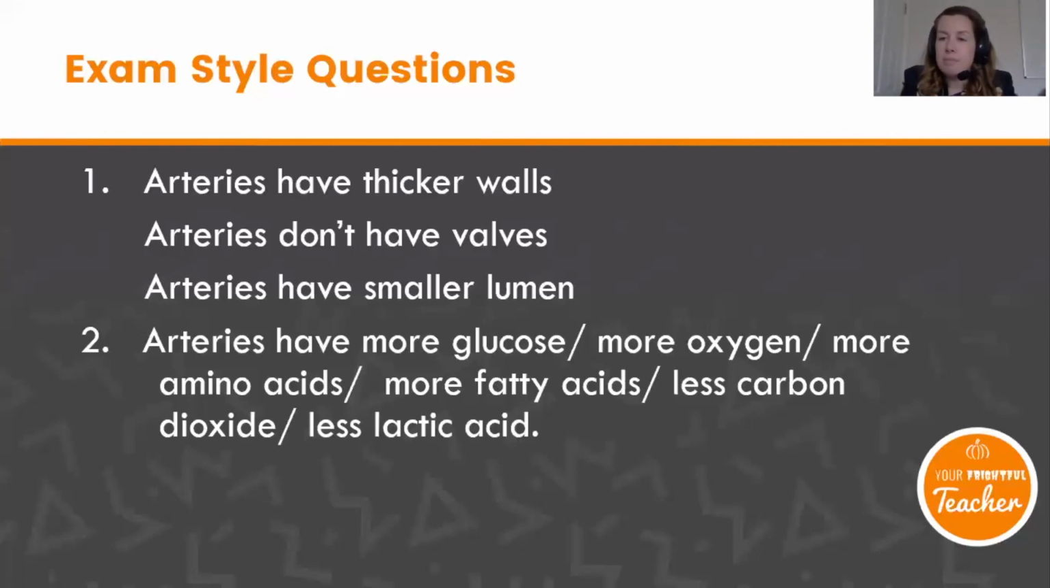Whereas veins, because they're coming back from your body tissues, the blood is going to have given up all the good stuff and it's going to have collected all those wastes. So it's going to have more carbon dioxide, which is a waste product, more lactic acid potentially if you've just done some sort of short burst of intense exercise. And obviously hardly any oxygen, glucose, amino acids and fatty acids, because all of those things have been delivered to the cells where they are needed.